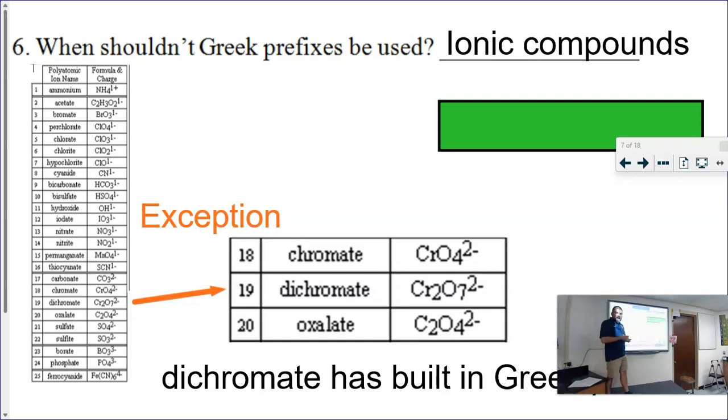The prefixes are also on the back of your periodic table. There's a little table that says like mono and di and tri and tetra and things like that. So those are back there on the back side. You use those as well.